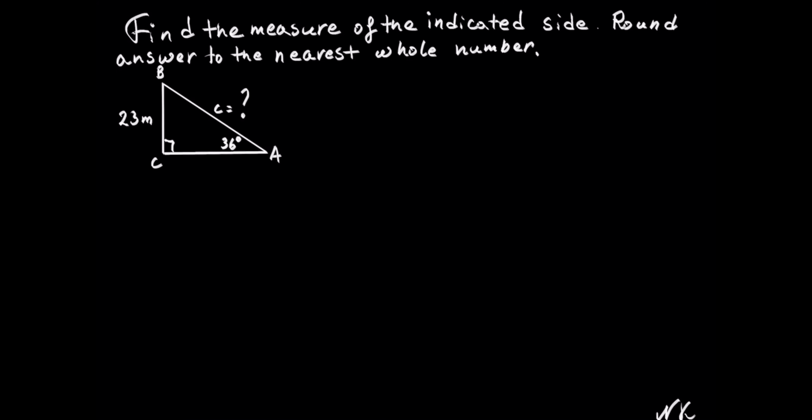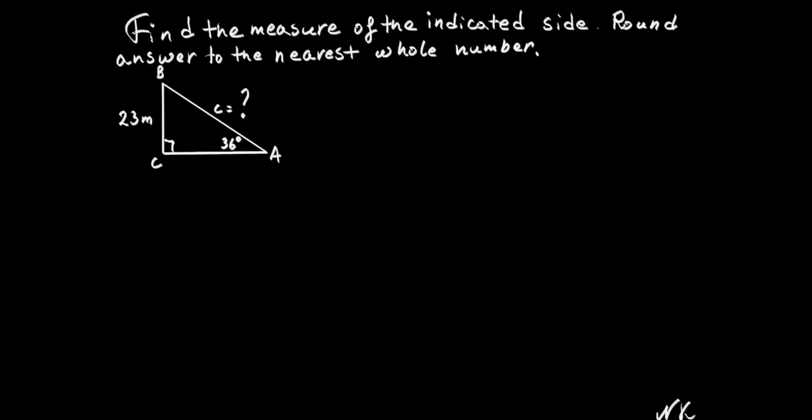In this video, we will have to find the measure of the indicated side and round the answer to the nearest whole number. We are given triangle ABC with C being marked as the right angle. Side BC is measuring 23 meters. Angle A is labeled with the measure of 36 degrees. And we have to find C, which is labeled with the question mark.